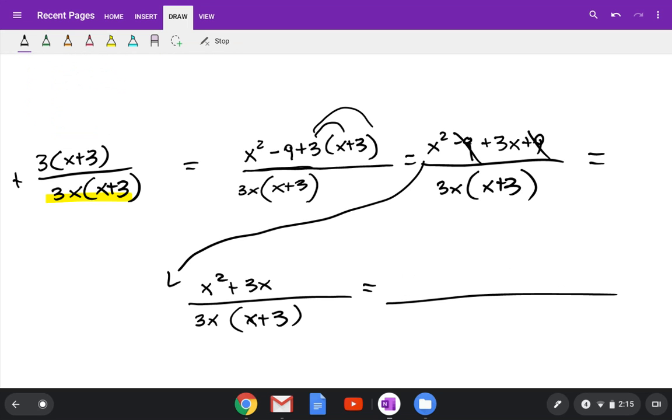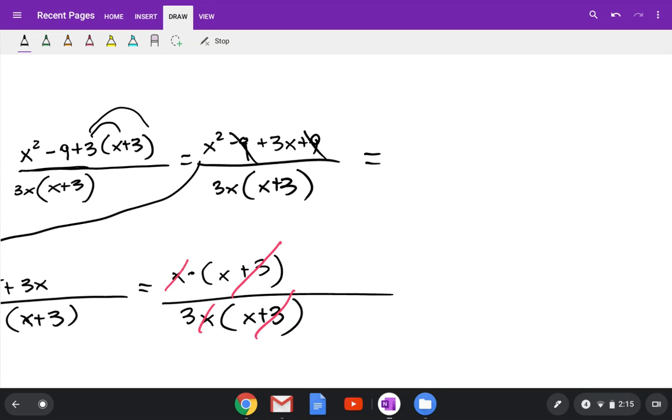So here you have to factor GCF. So GCF will be x. So we're going to factor x out, and you end up with x plus 3 over 3x times x plus 3. And now cancel repeating factors, which is x and x plus 3. And the answer will be 1 over 3. Okay, so that's the solution.